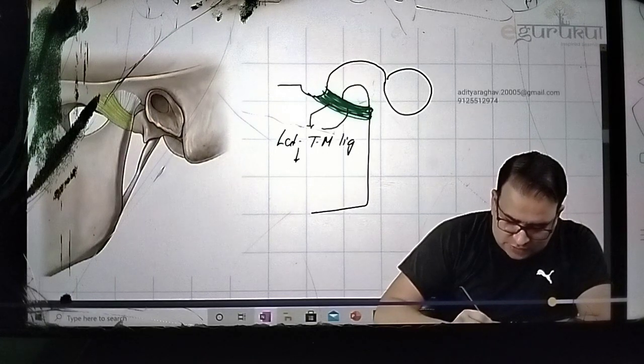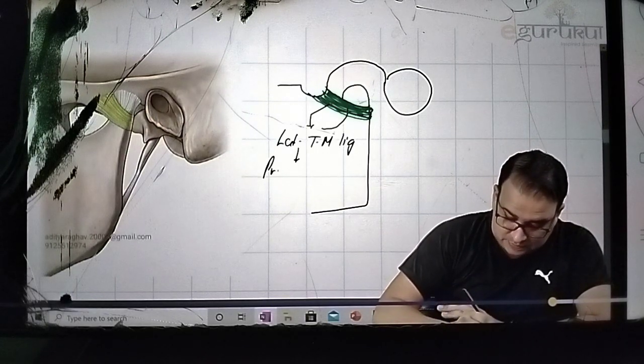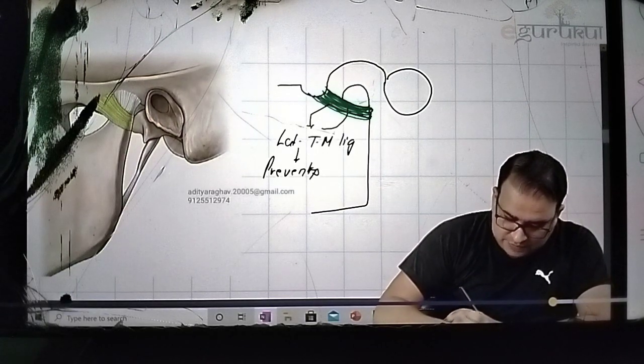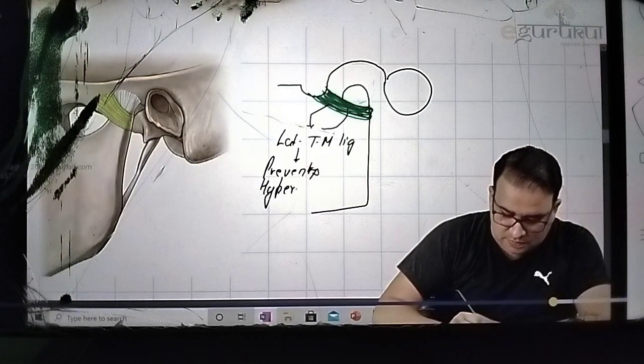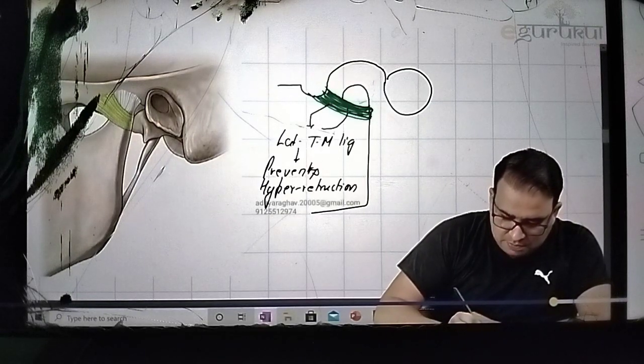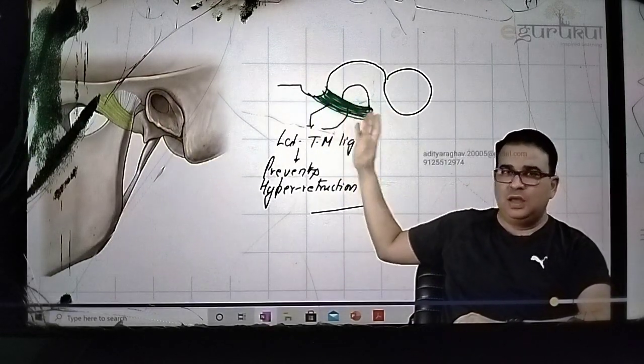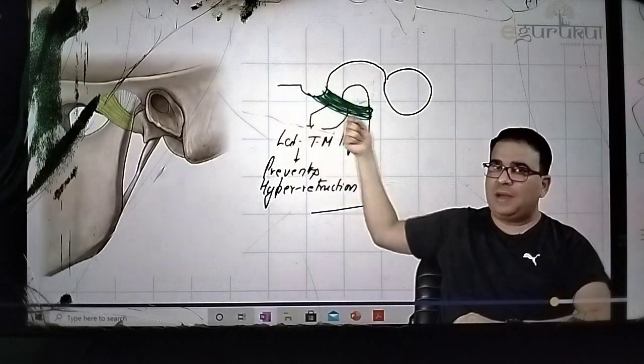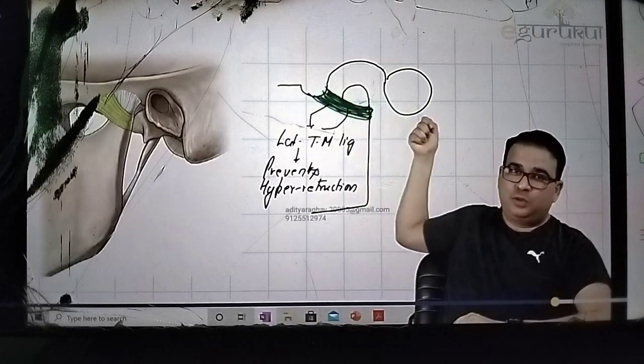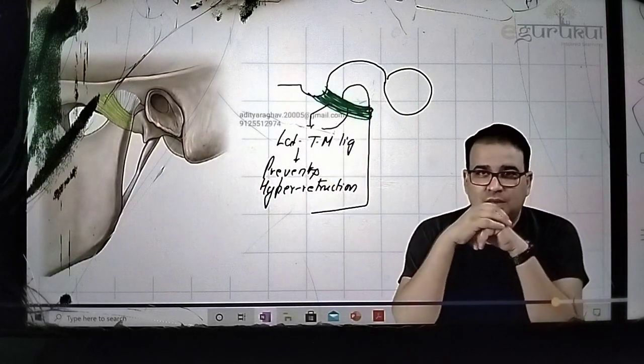And as you can see, the direction of this ligament, it basically prevents hyper-retraction. It mainly prevents the hyper-retraction. It will not allow the mandible to go beyond the normal or neutral position. When the mandible is protruded, the temporalis will pull it back till here. But it should not go beyond the neutral position, and that is the job of the lateral ligament.